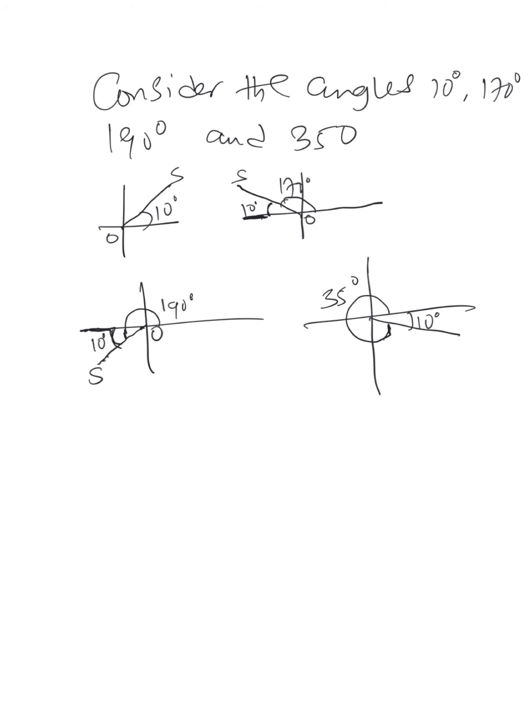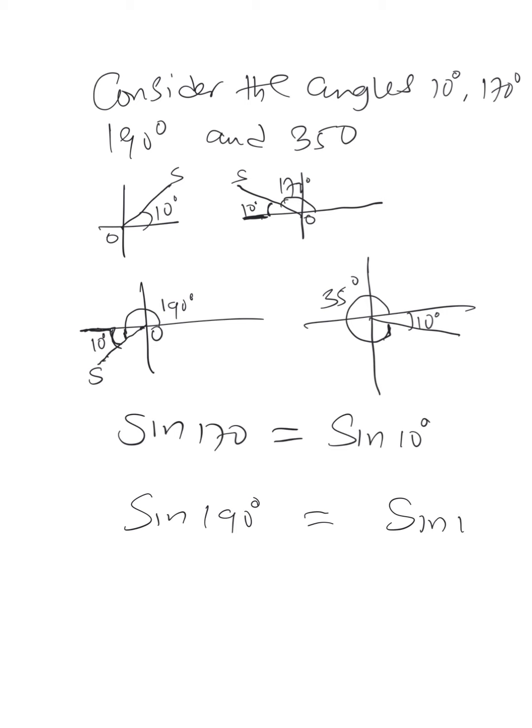So it means that the sine of 170 degrees is the same as the sine of 10 degrees because of the inclination. 170 is inclined to the x-axis at an angle of 10 degrees. The same happens to the sine of 190 degrees. This will also be the same as the sine of 10 degrees because this angle here is inclined to the x-axis at 10 degrees, but we have to make use of the knowledge of quadrants. In the third quadrant, sine is negative. So this will carry a negative.